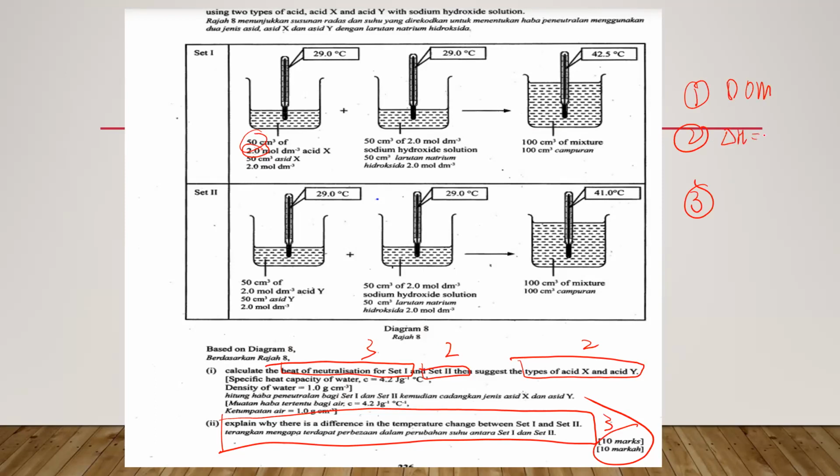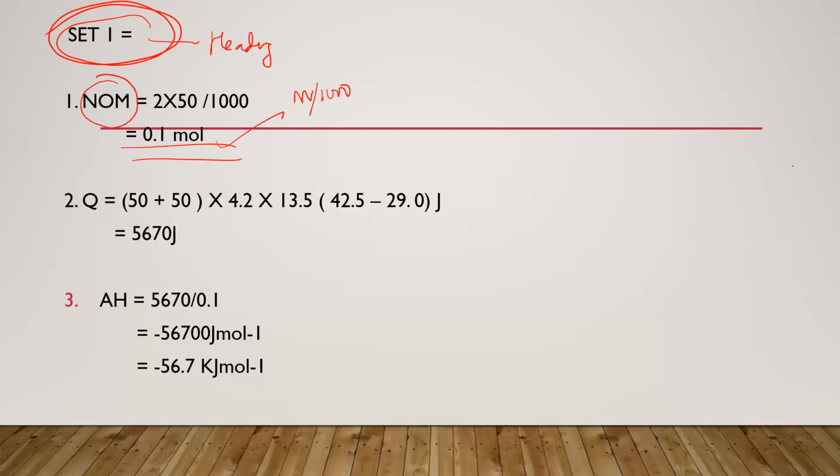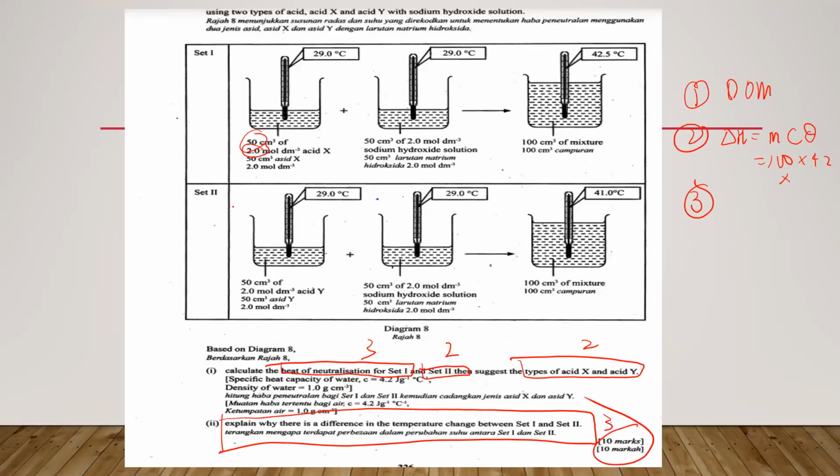Okay, so delta H is equal to MC theta. Mo, you tell me what's my M, what's my C, and what's my theta for set 1. For set 1, M is 100. C is 4.2. Theta is 13.5. Okay, correct. So yes, you got 100, 4.2, 13.5. Good job, Mo. So what's your answer? Did you get 5670 joules? Okay, what's my last step? I'm sure some of you saw it already. Never mind, Mo, you can continue. What's the last step there?